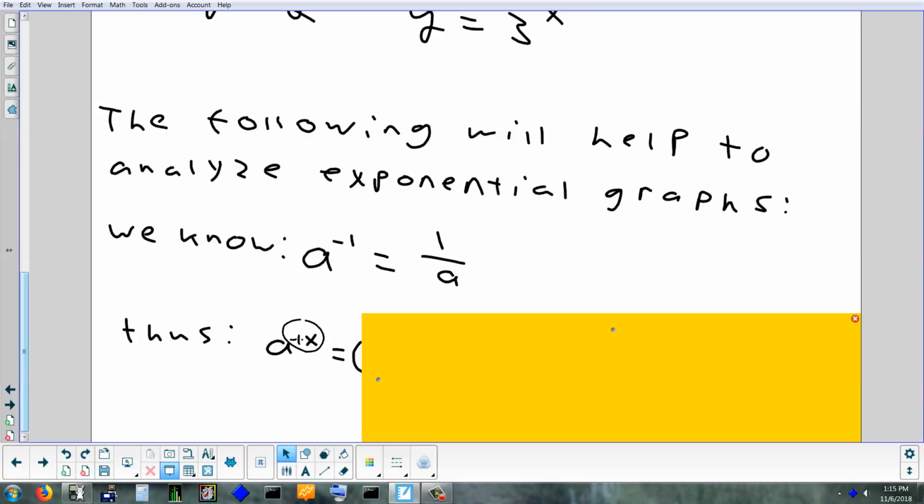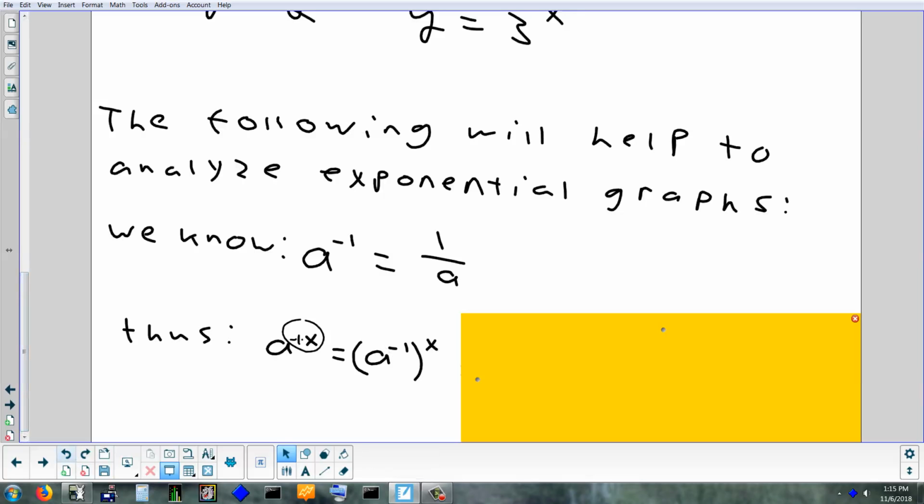Yeah. You have a power to a power. Exactly. You have a power to a power. So the way you can think of that, think of it as a power to a power. A to the negative 1 times x is a to the negative 1 to the x. Power to a power, you multiply those together. And that will bring you right back to what we started with.